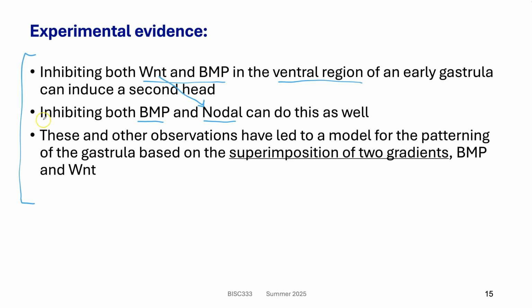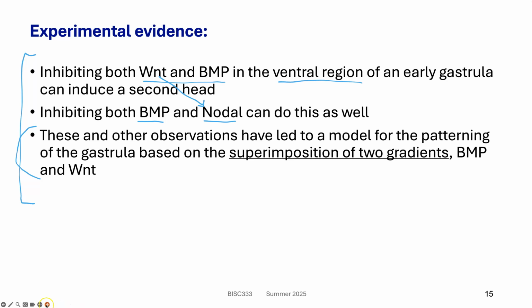This is just a little bit of the evidence, but this and quite a bit of other observations have led to this model, the two gradient model, where you've superimposed an anterior-posterior gradient of Wnt and a dorsal-ventral gradient of BMP. These two gradients are functioning early to late gastrulation. So again, here are two different gradients. It's being set up during the blastula stage, but it really has its effect in gastrulation.